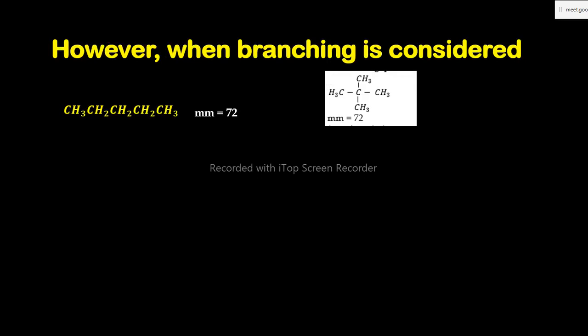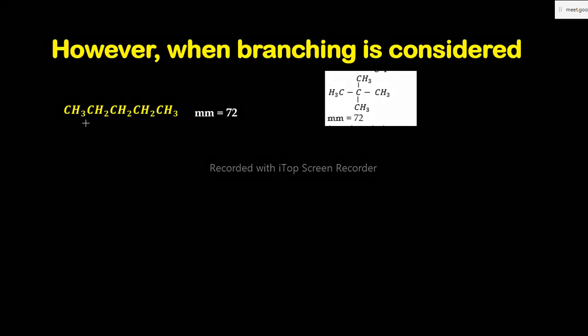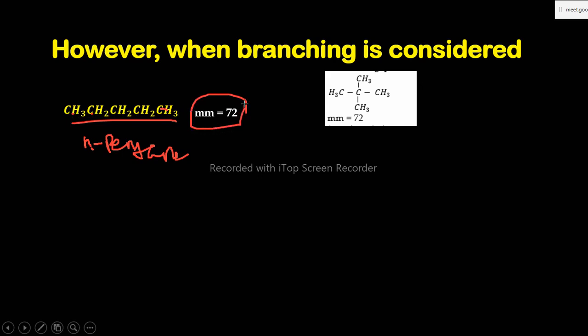So, however, with branching, for instance, let's compare these two. This is n-pentane, and I told you n means normal. With n-pentane, you can see 1, 2, 3, 4, 5 carbons, with molecular mass 72. And, Anita, can you name this for us?